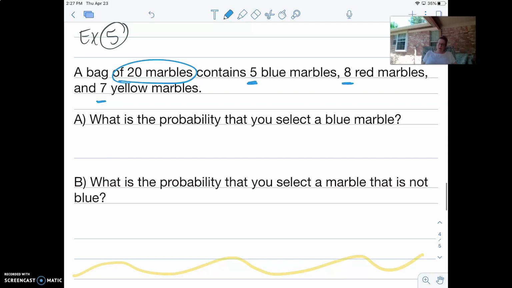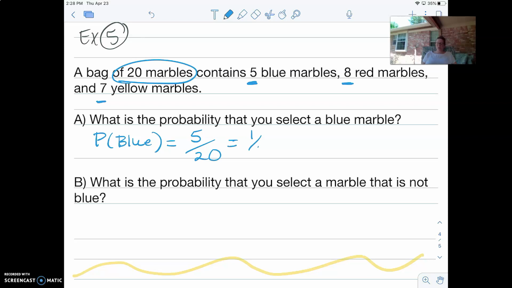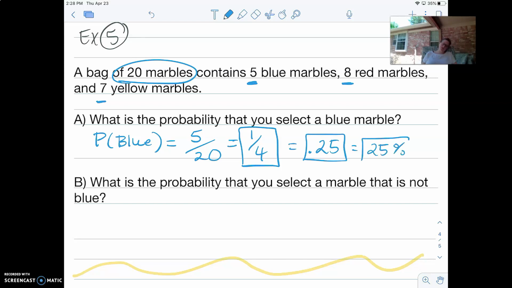So what is the probability that you will select a blue marble? That's going to be 5. There's 5 favorable outcomes, and the total possible things you can select, there's 20 possible things you can choose from. Okay, so 5 out of 20. Simplify that down to 1/4, which you can also write as 0.25, which you can also write as 25%. All of those are correct. Make sure you read the question to know how to answer.